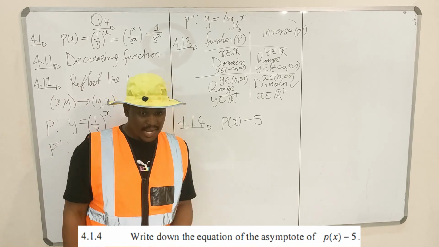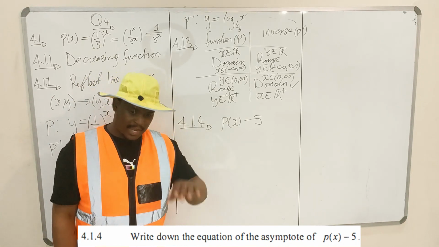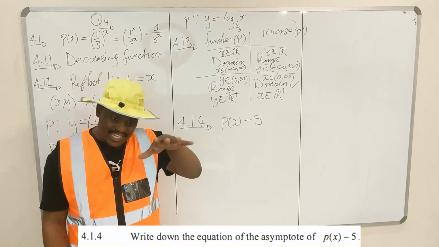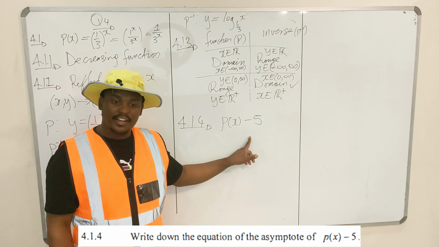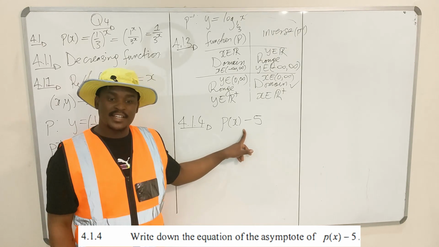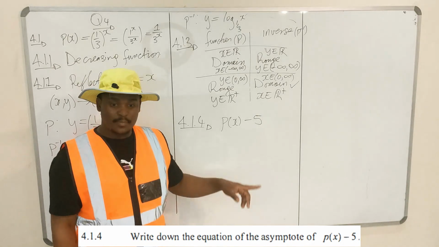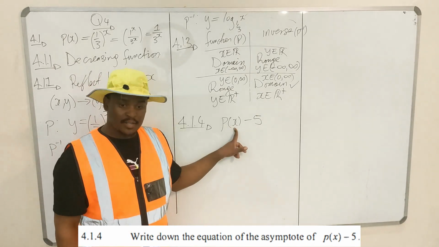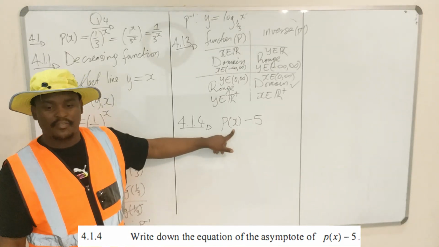Yeah, the shape, what you're doing with your hand is correct. What does it do? Yeah, it pulls the function down. You're translating the function down. So this is a translation. This function is moved 5 units down. Do you understand? So now if you want the asymptote of this function, you must ask yourself, what is the asymptote of the original function p of x?